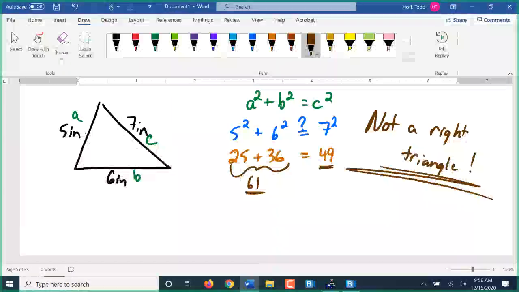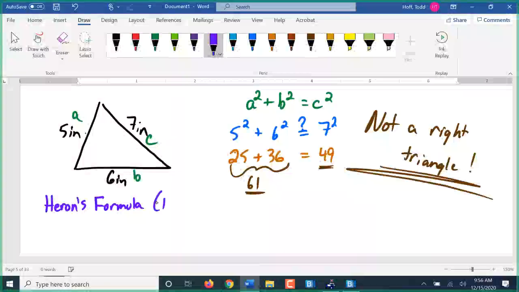But what if I still want to find the area of it? Well, it becomes a little bit more complicated process. But a Greek mathematician by the name of Heron came up with something called Heron's formula, sometimes just called Hero's formula. I don't know why it's been shortened to Hero, because the name is Heron. Saving one letter doesn't seem worth the abbreviation to me.